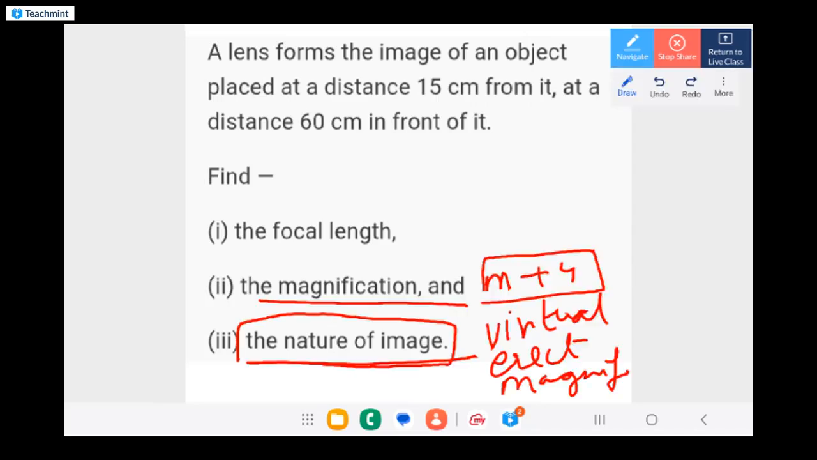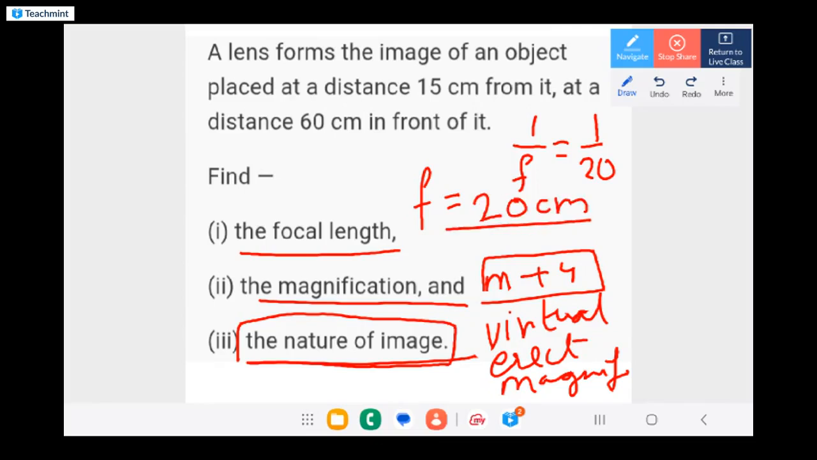Okay, get the value of focal length, Michelle. Is it 1 by 20? Okay, then flip it. 1 by f will be 1 by 20. So focal length is 20. Yes, focal length will be positive 20. So if it's a positive value, then it's a convex lens. That's just an extra, but we have not asked you the type of lens. Okay, now we can take the next question.